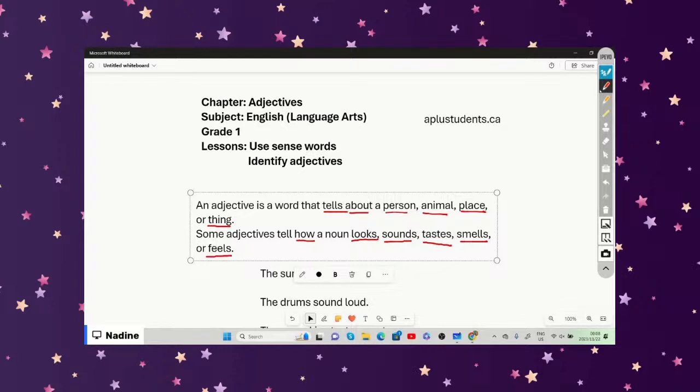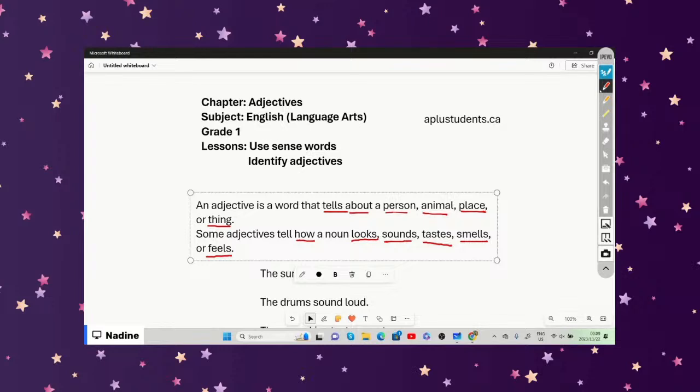So it's basically describing something, let's say describing a person, animal, place, or thing based on how it looks, sounds, tastes, smells, or feels. Like for example, pink, right? It's like describing someone, and you say that the person smells like roses, or the person smells like something that you would just describe someone as.